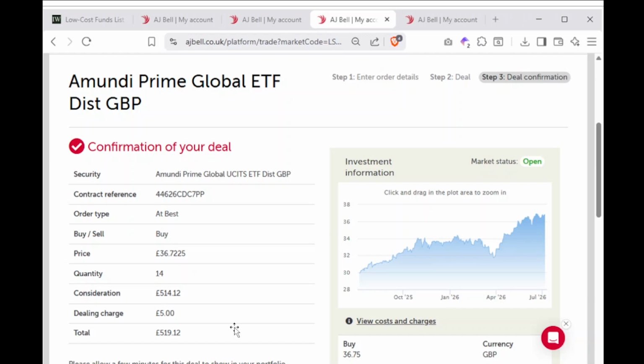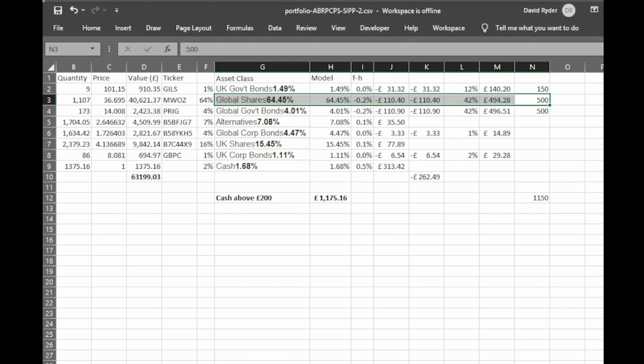And there it is, global ETF DISTB, £519, including the dealing charge, or £514, not including it. I bought an extra one to tip it over £500. They were £36.72 each, and I bought an extra one because it's close enough and I want the cash to be used. So that one went through, and then that leaves a £150 allocation to UK government bonds.